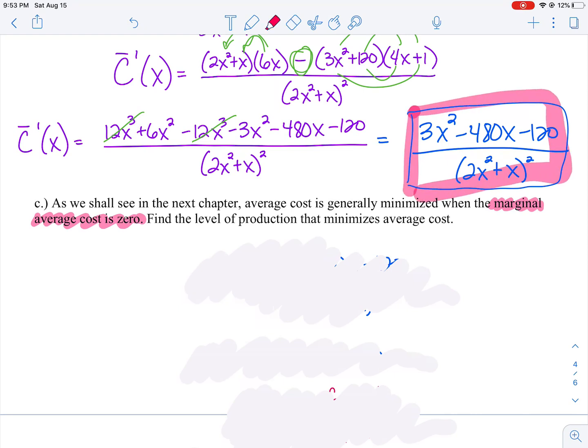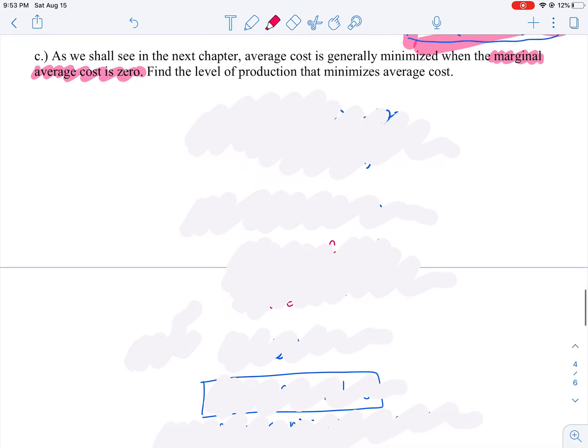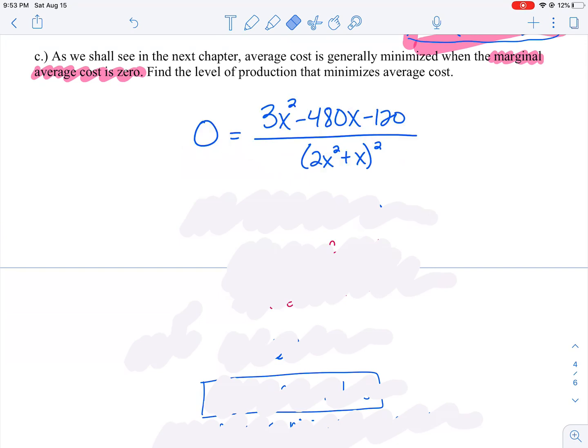If this is our marginal average cost, we can minimize our average cost as soon as that equals 0. So find the production that would minimize our average cost. That means we need to make sure that our marginal average cost is 0. We've got to take our marginal average cost, figure out when it equals 0, and solve for x. That will tell us how many hundreds of motors we should produce so that our cost is minimized.